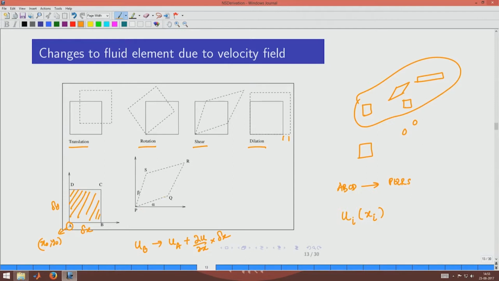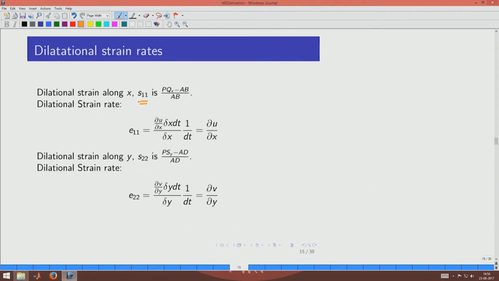if you see this PQ and X component, we drop a line, this part is PQX component, this divided by AB. So, PQX minus AB divided by AB. It shows you how much of expansion or contraction is happening along the x direction. So, it gives you this kind of a strain. So, dilational strain, and that is actually defined as S11. So, S11 is nothing but PQX minus AB by AB.